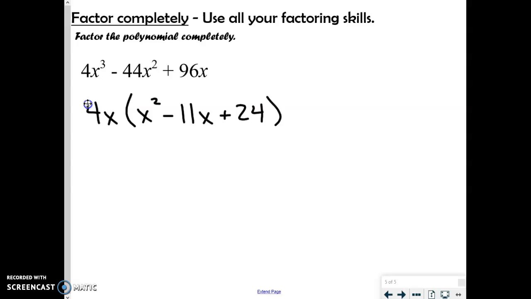So our final factored form of it would be 4x times the quantity x minus 8 times x minus 3. So that, ladies and gentlemen, is just a quick overview of factoring special products, factoring special polynomials, and then making sure that in every situation we factor completely.